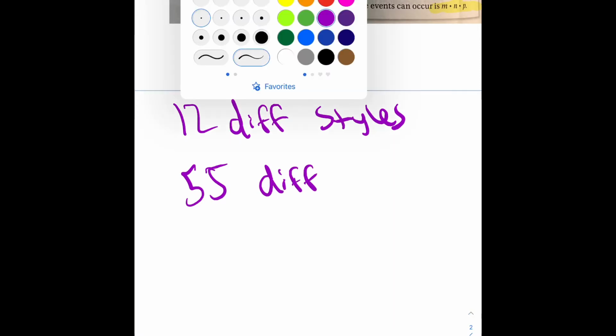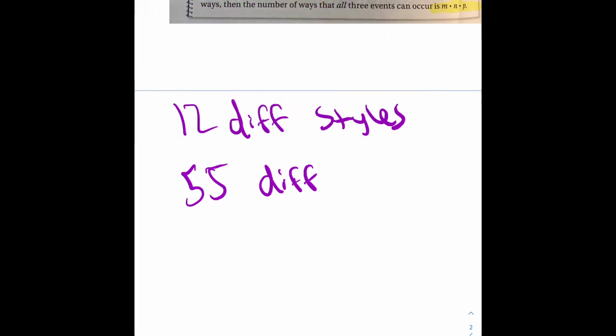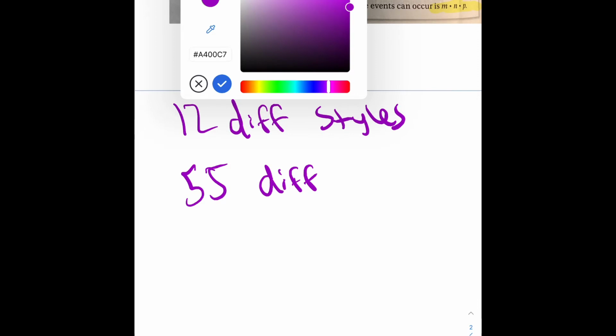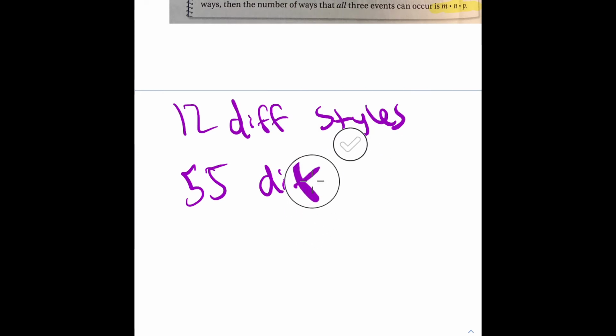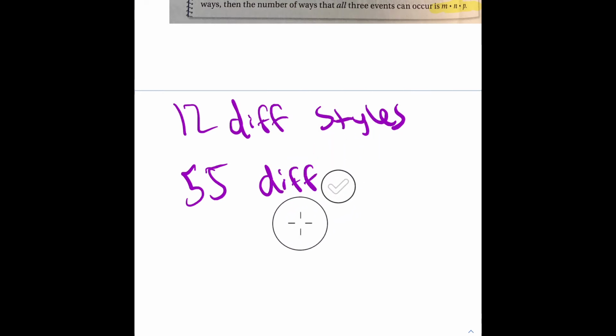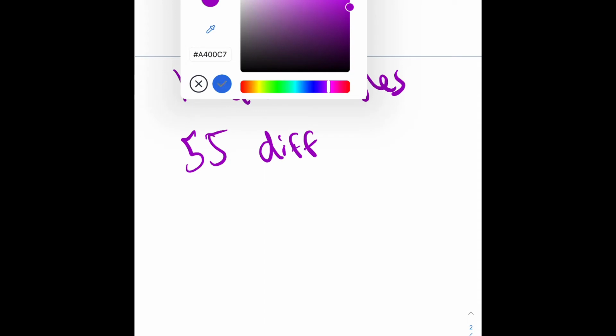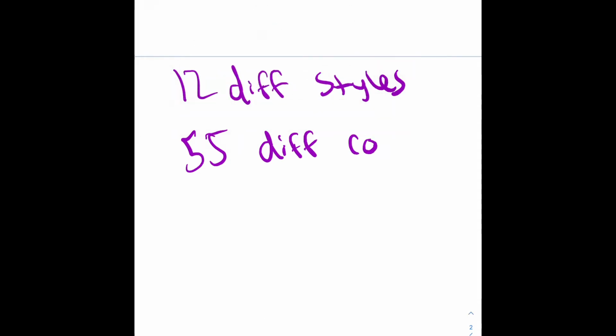Let's see if we can get fancy here. I think there's one where you could change the color to all the colors. Well, anyways. I don't know what I just did there. Well, that's cool. All right. Get rid of this.